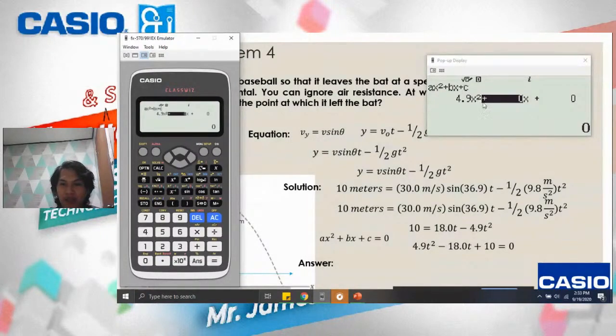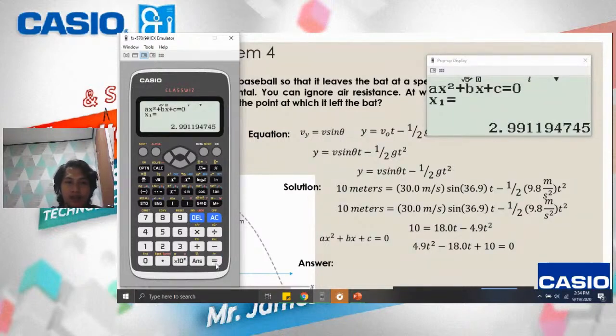Notice that, kung mapapansin nyo, sinasama yung positive. Okay? Kasi dito din natin i-input yung ating sign, yung positive or negative. So, kung di natin ilalagay yung negative, automatic, ang read ng ating calculator is positive. So, we're going to use negative. Okay? So, negative 18.0. Equals. And then, ang ating value ng C is 10. Equals. So, since may value na yung coefficients natin, let's press OK.